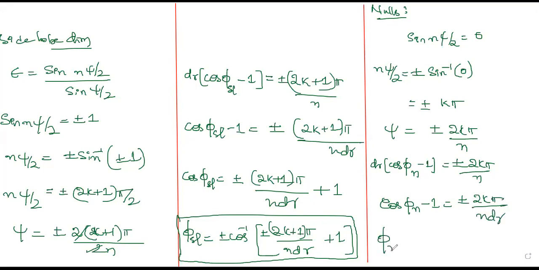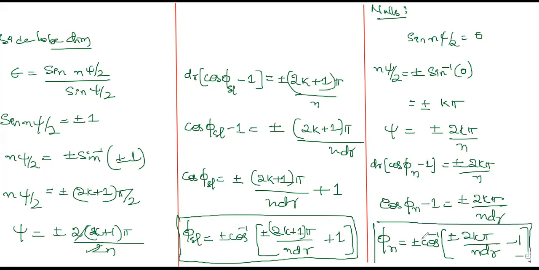Write in terms of null's equation. So it is plus or minus cos inverse of plus or minus 2k pi by n dr minus 1. So this is the equation for nulls in case of end fire array. Plus or minus cos inverse of plus or minus 2k pi by n dr minus 1. Plus 1, ma'am. Okay, sorry, plus 1. 2k pi by n dr plus 1. Okay. Clear the screen.